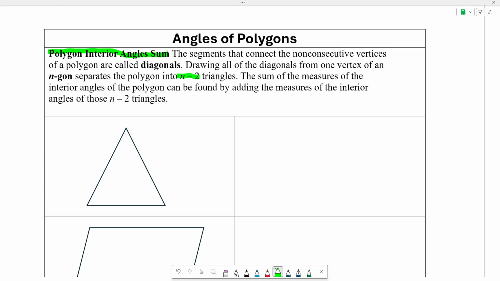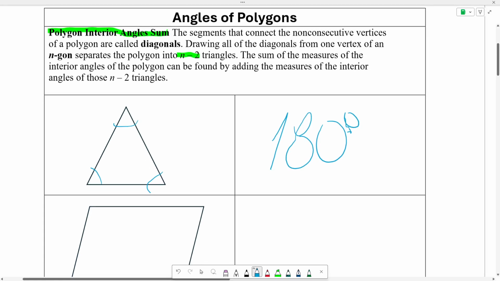It says drawing all the diagonals from a vertex in a polygon, so a polygon with however many sides, separates it into n minus 2 triangles, so the number of sides take away 2. And then we can find the sum of the measures based on our triangles. Because we know inside of a triangle, such as this one right here, I have 3 angles, and the angles of a triangle have to equal 180 degrees.